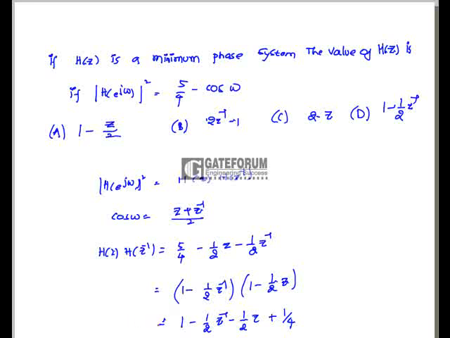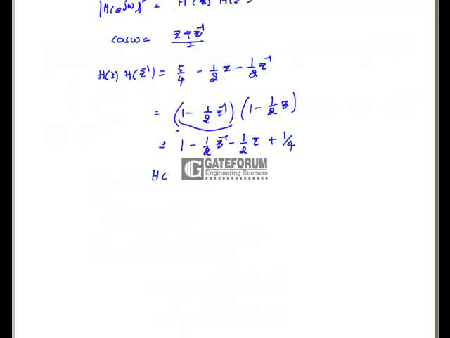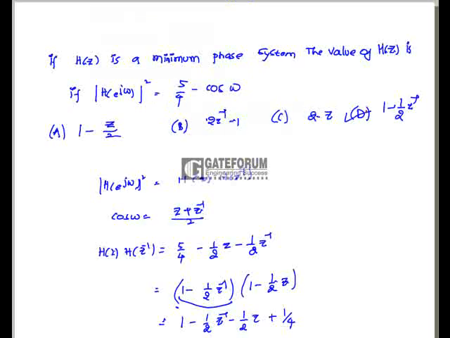According to the minimum phase system, all the poles and zeros, whatever they may be, should lie inside the unit circle. So that is possible only for this one. So H of z must be 1 by 2 z times 1 minus 1 by 2 z inverse. That is option D.